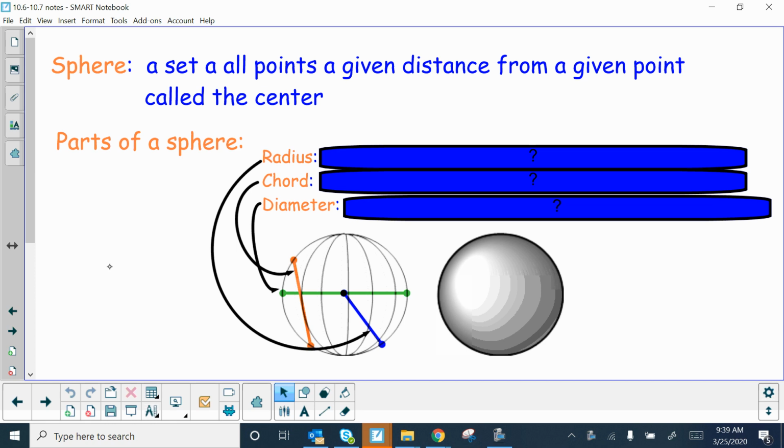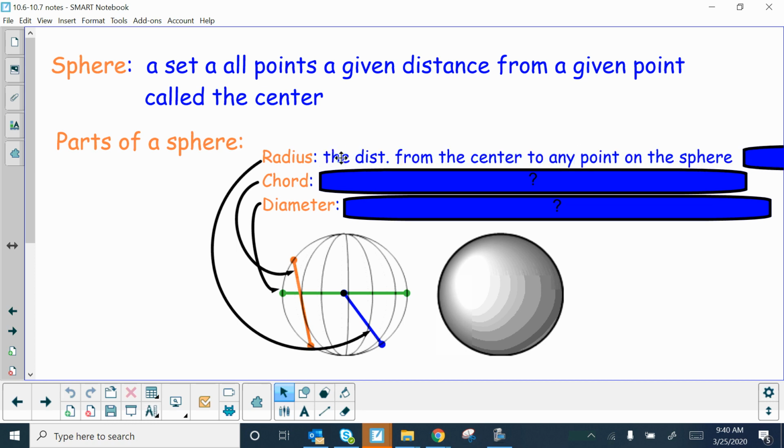The formal definition is basically the set of all points, a given distance from a given point, called the center. So it's infinitely many points that go all around the same distance from the center, okay? That distance that all these points are from is called the radius, okay? So that's the distance from the center to any point on the sphere. And so there's an example right here in blue.